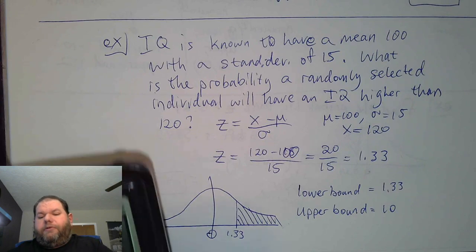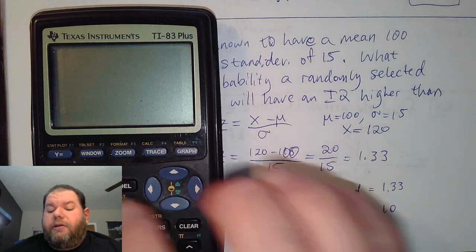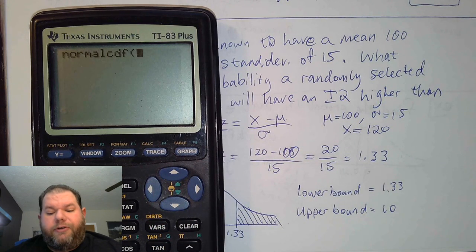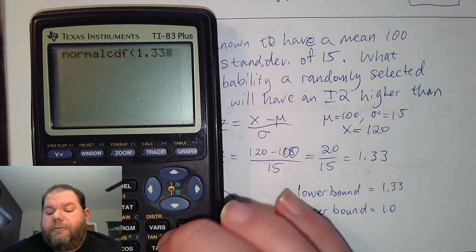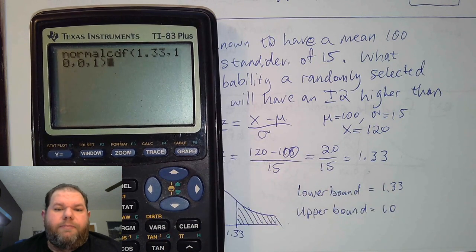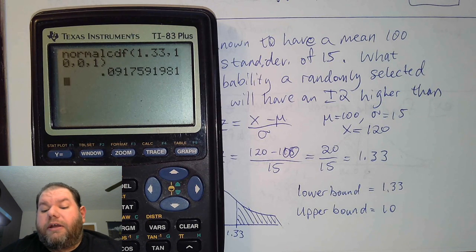Okay, so we go to our calculator. Second vars, normal CDF. Now, one little shortcut we can do, we can just press the number 2 and it'll bring up normal CDF. And that works on each of the calculators. So if you want to do that instead of arrowing down, you can just press the number we need. Anyway, so we enter 1.33, comma 10, and then 0 and 1 for the standardized mean and standard deviation. And we get a result, which is 0.0918.